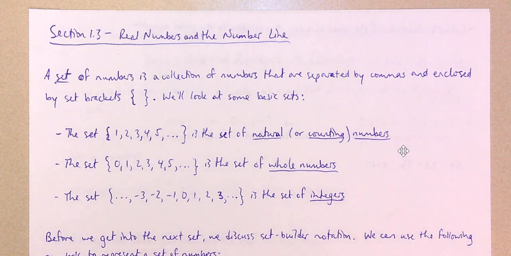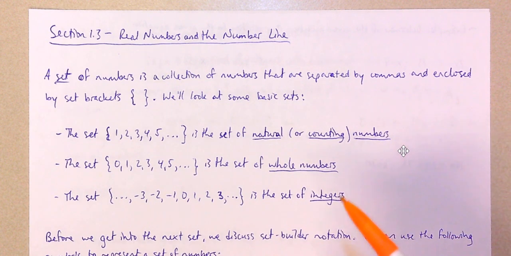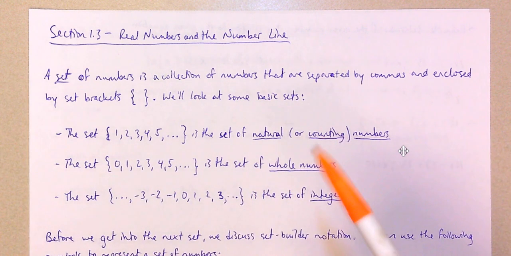The next set is almost exactly the same thing, but now we include the number 0. So it's 0, 1, 2, 3, 4, 5, 6, so on and so forth. This is the set of whole numbers. So there is a little bit of a difference between the natural numbers and the whole numbers. Whole numbers contains 0, natural numbers does not.